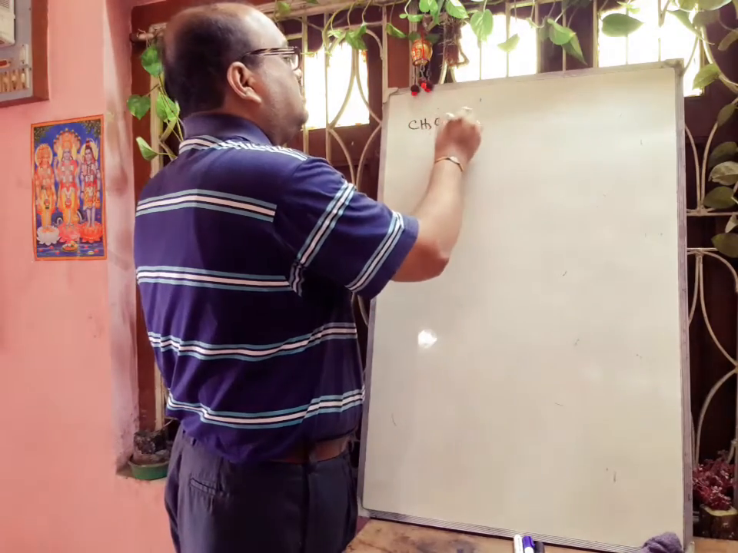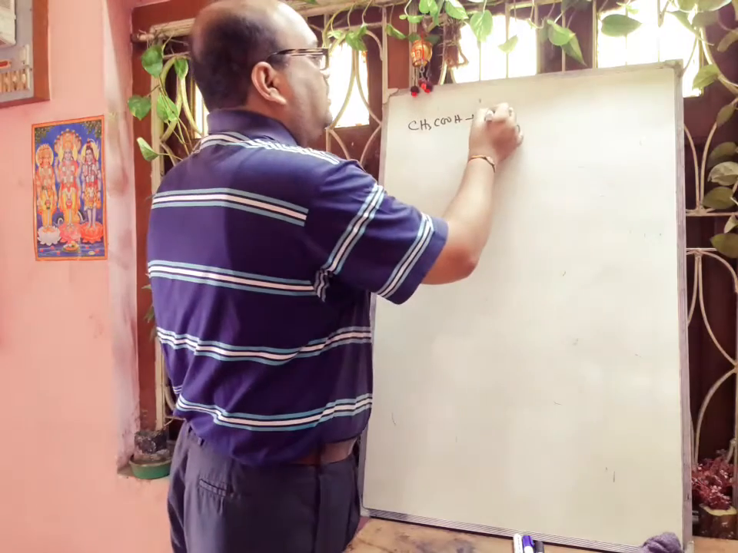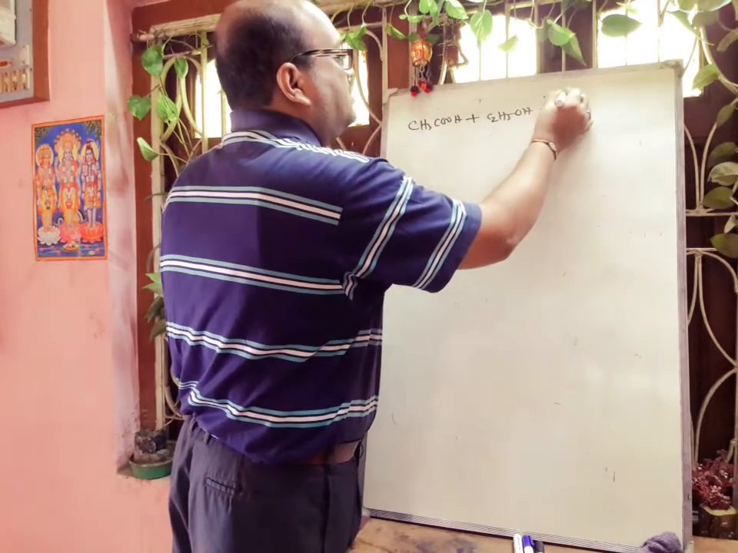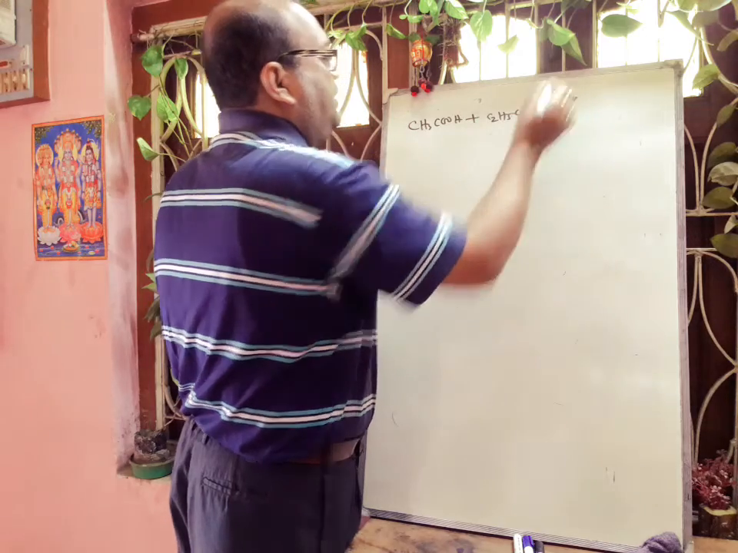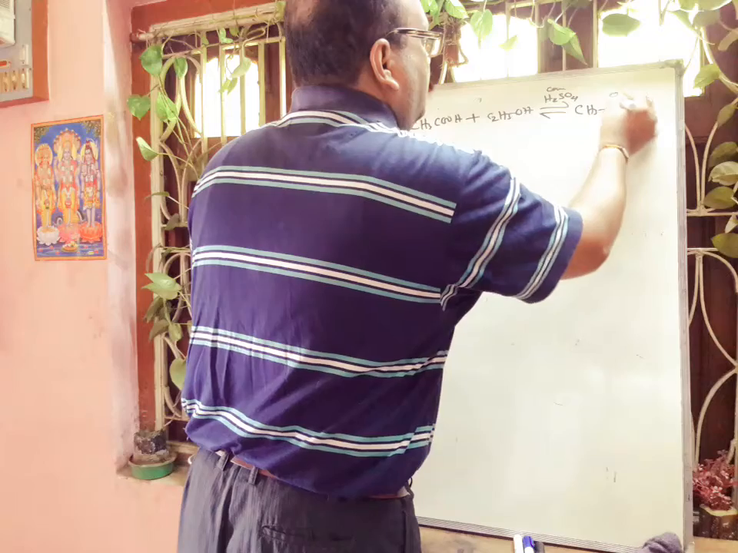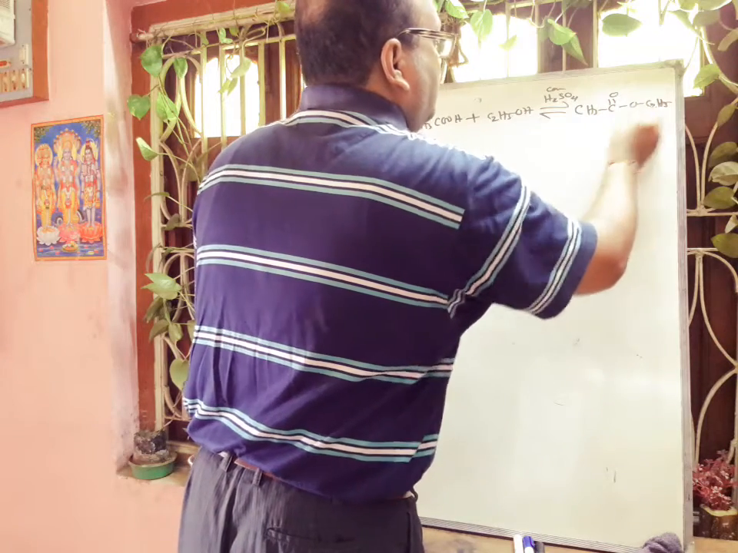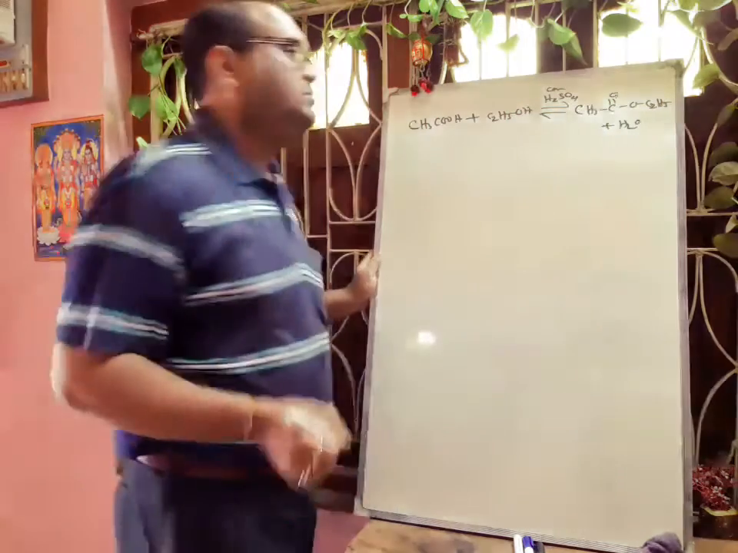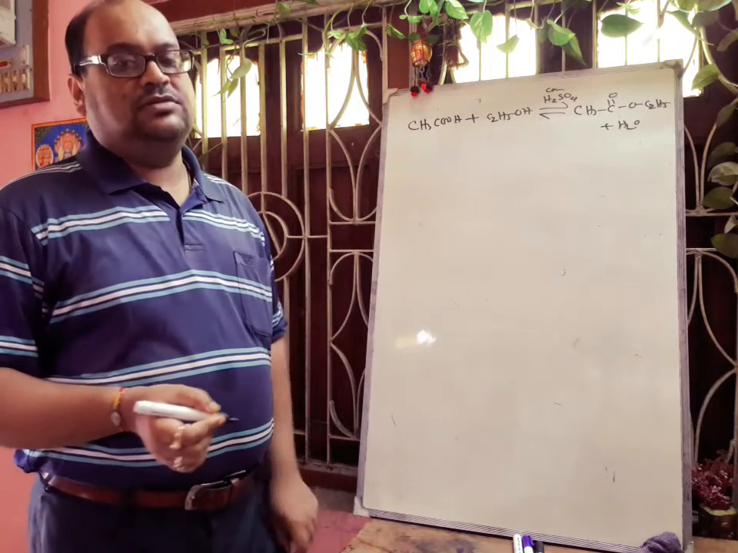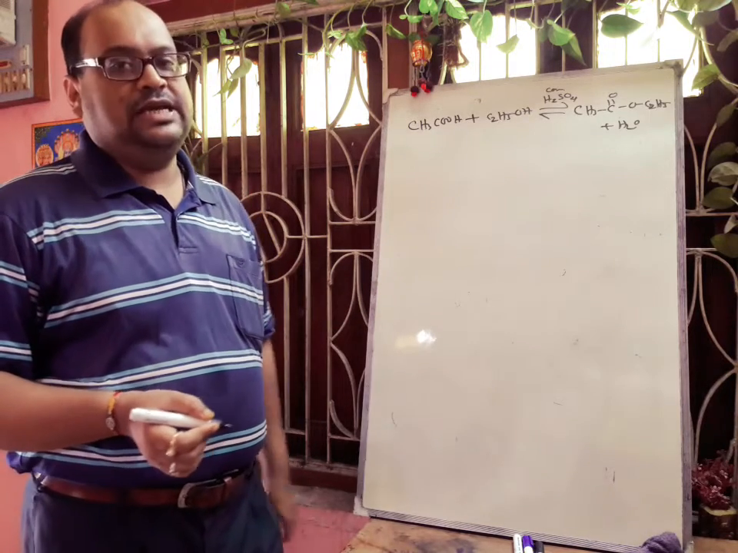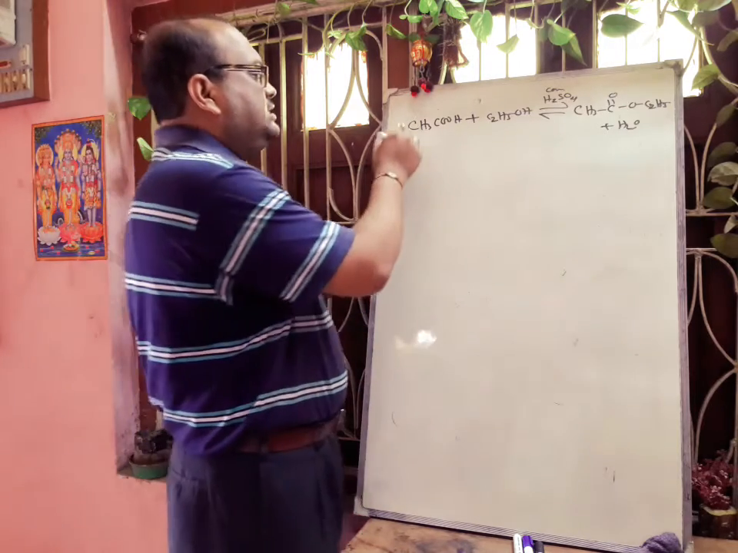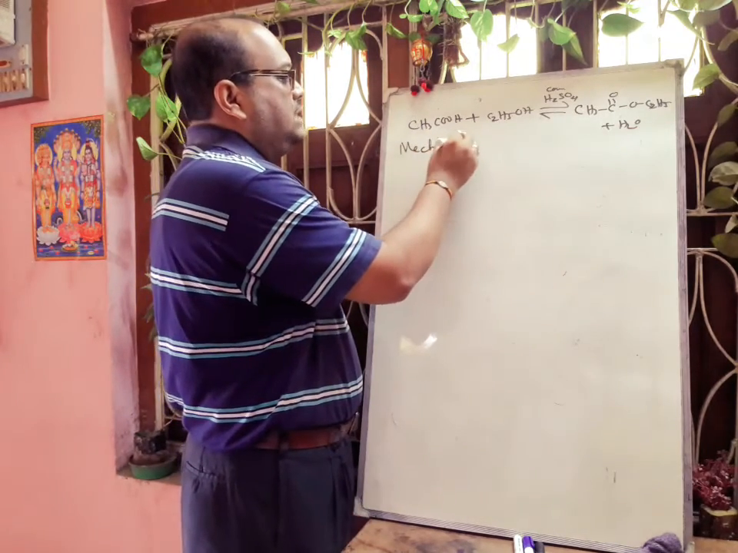So CH3COOH will react with alcohol C2H5OH. This is a reversible reaction in presence of a catalytic amount of concentrated sulfuric acid forming the ester CH3C double bond O C2H5, and this one is called ethyl acetate, plus water. Okay. Now this mechanism is important in your syllabus, so you have to understand the mechanism of this esterification reaction. I have already discussed it in alcohol also. Here also I am discussing the mechanism of this reaction.